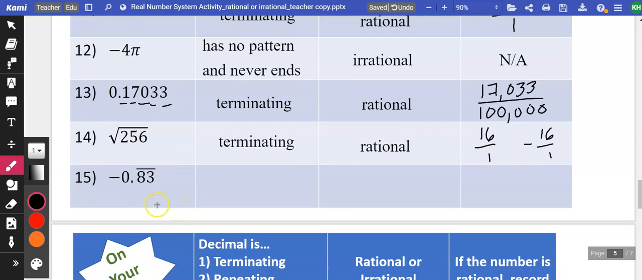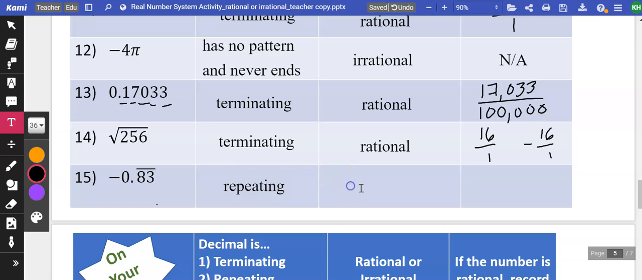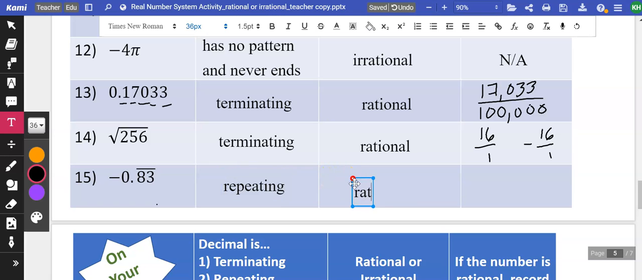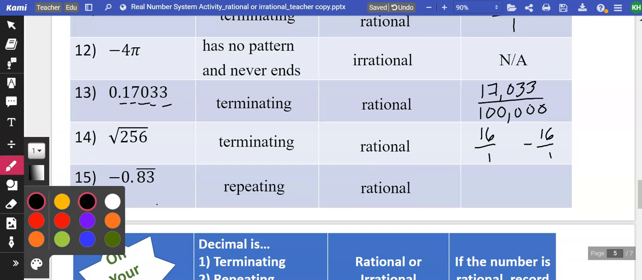And then finally, number 15, negative 0.8383838383. So this is a repeating decimal because it has a repeating pattern. Repeating decimals go on forever. And all repeating decimals can be changed to fractions, so that's a rational number. And we can use the 9 rule to convert this to a fraction. So there are two numbers in this pattern, 8 and 3, which means that we need to put this over 2 9s.